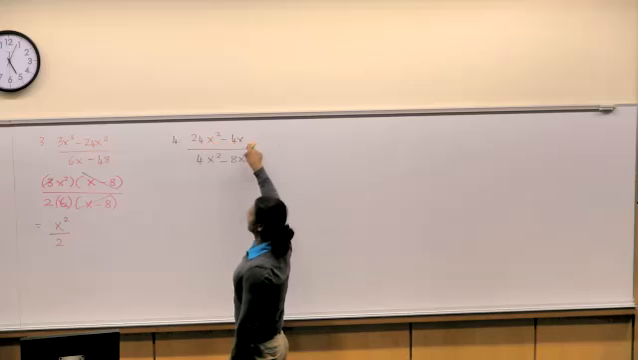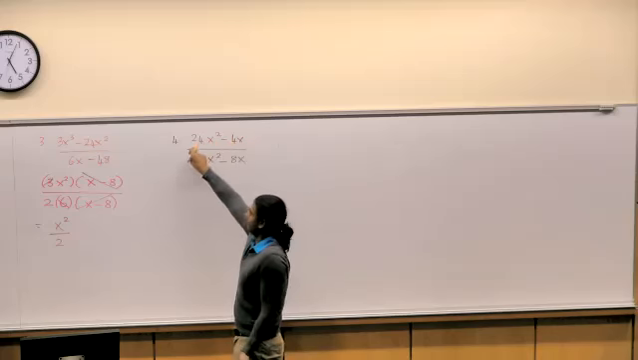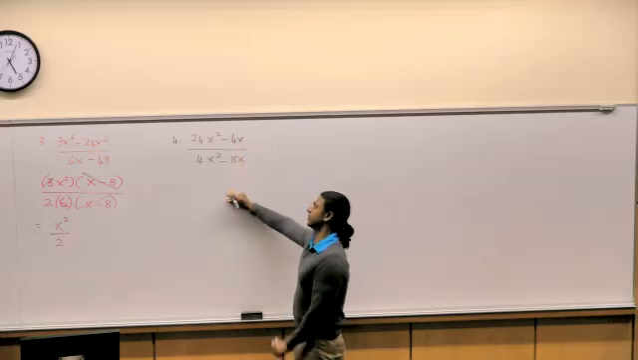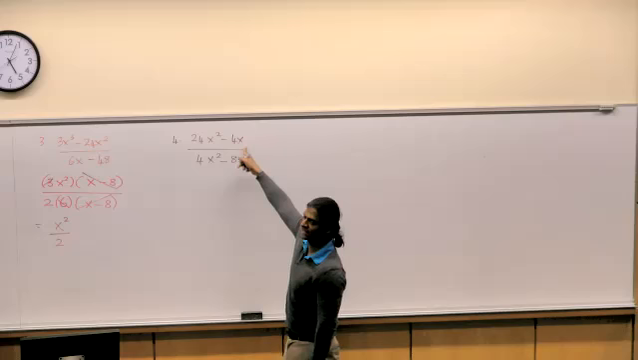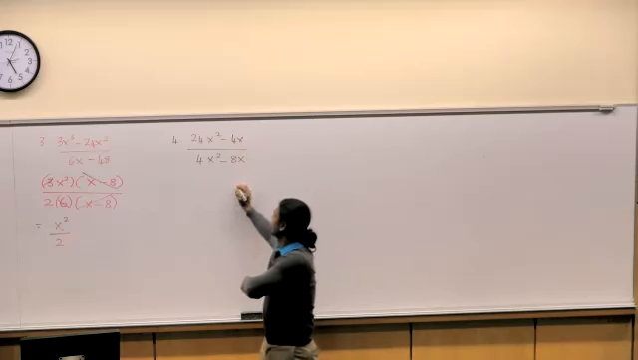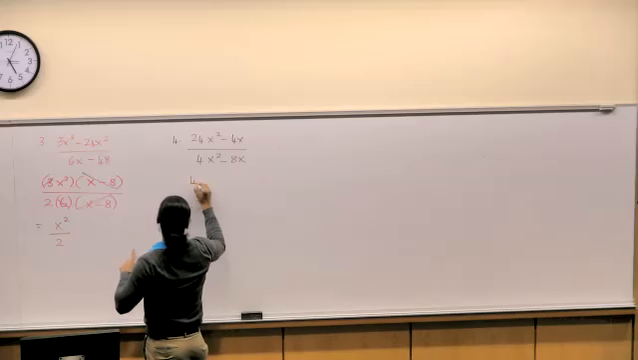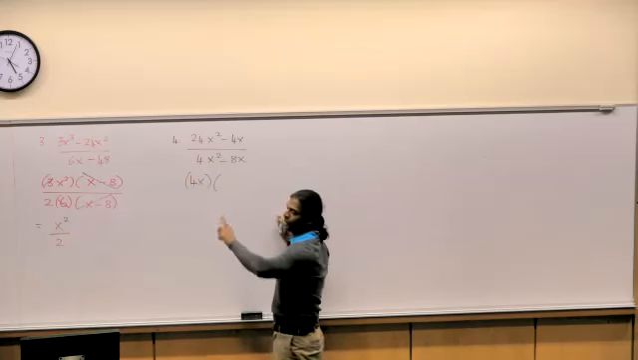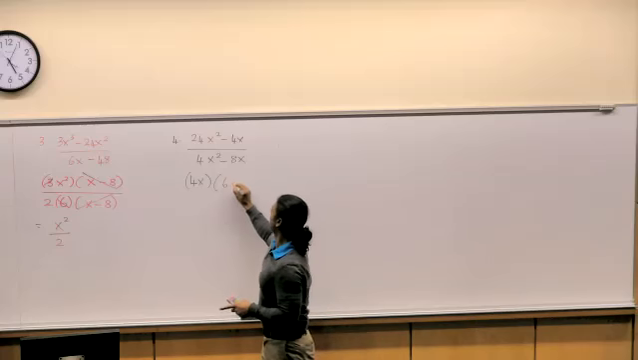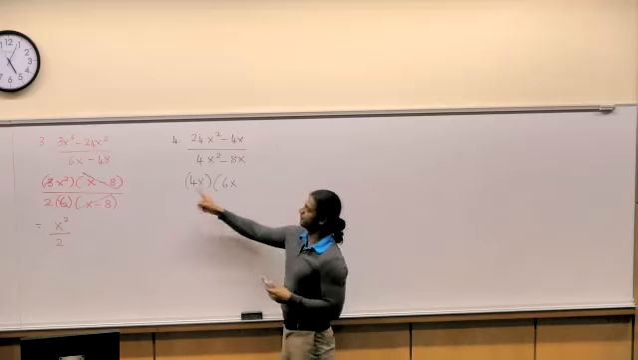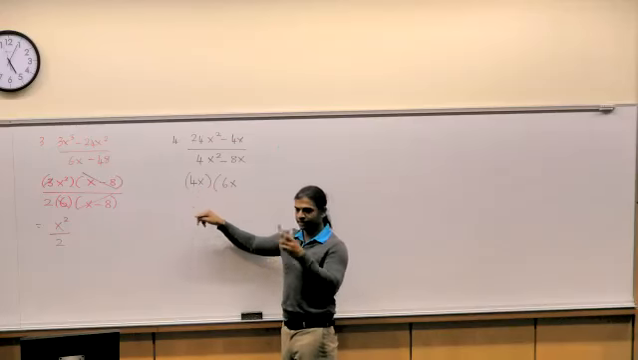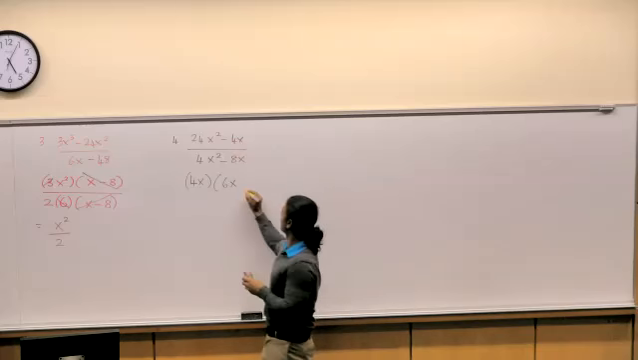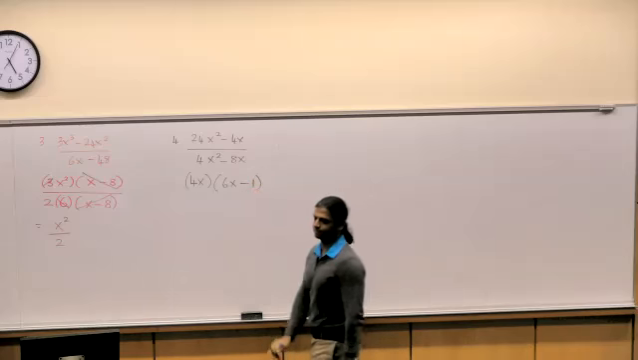(24x squared minus 4x). Factor between 24 and 4, there is a 4 in common. Between x squared and x, there is an x in common. So I can pull out 4x. If I take 4x out of 24x squared, I will have 6x, because 6 times 4 is 24, x times x is x squared. If I take 4x from the second term, I will have minus 1.